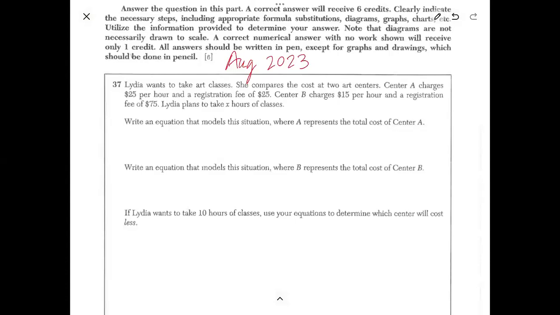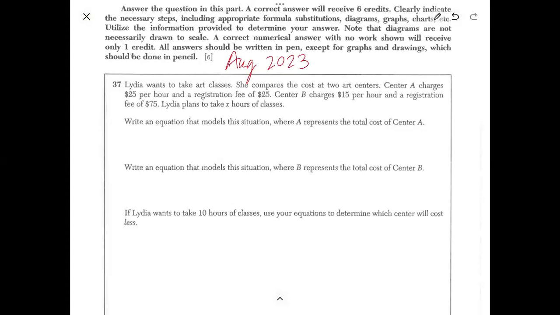All right, guys, this is Mr. H. I'm back. I'm going to do another word problem. This one is taken from the August 2023 Regents 6-point question. I want to show you how I would recommend that you do it. All right, let's jump into it.